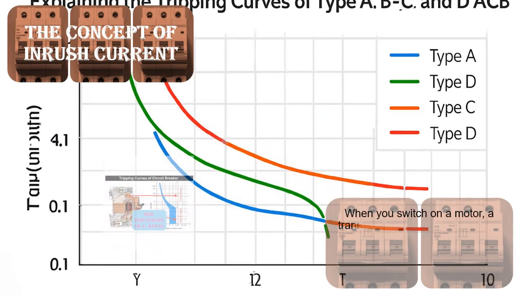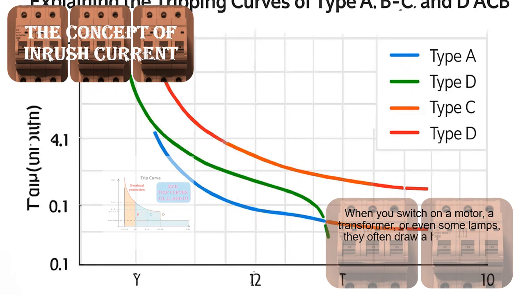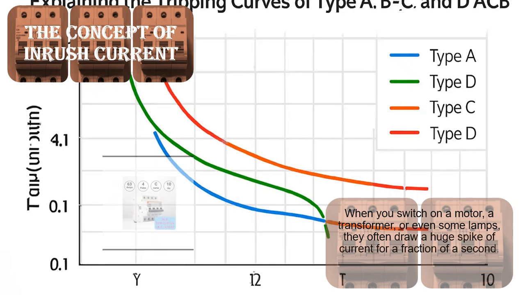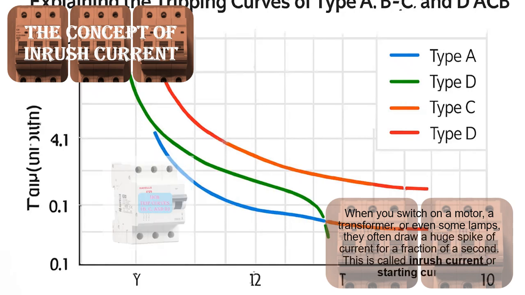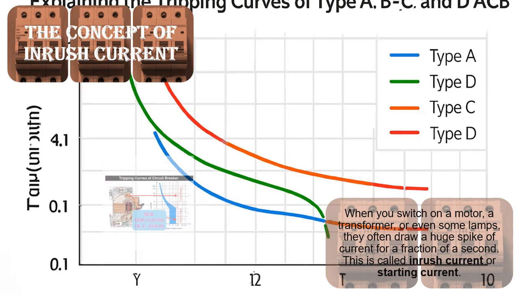When you switch on a motor, a transformer, or even some lamps, they often draw a huge spike of current for a fraction of a second. This is called inrush current or starting current.